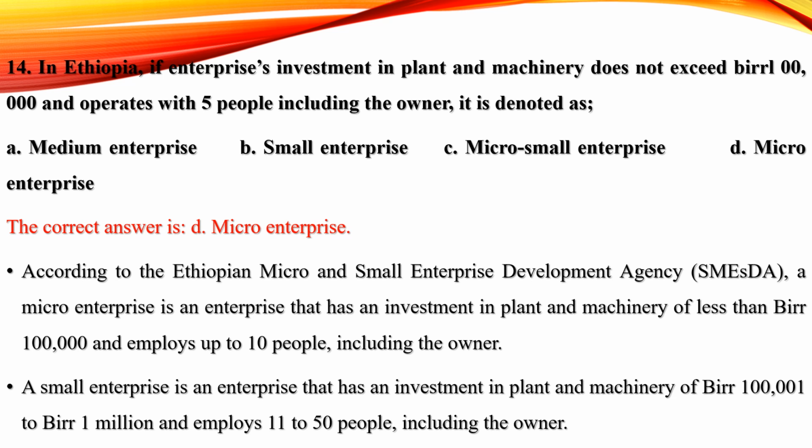So according to the Ethiopia Micro and Small Enterprise Development Agency, MESDA, a micro enterprise is an enterprise that has an investment in plant and machinery of less than 100,000 and employees up to 10 including the owner, whereas a small enterprise is an enterprise that has an investment in plant and machinery of 100,000 to that of 1 million and employees from 11 to 15 people including the owner.